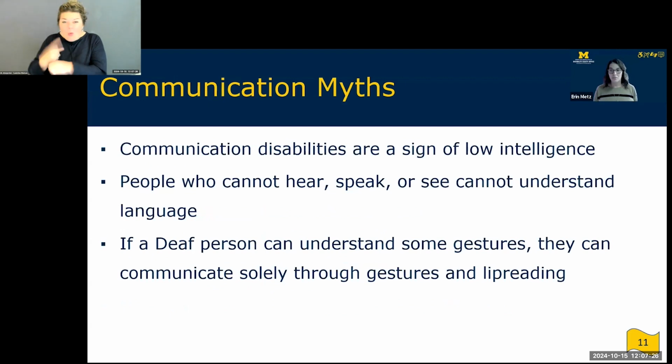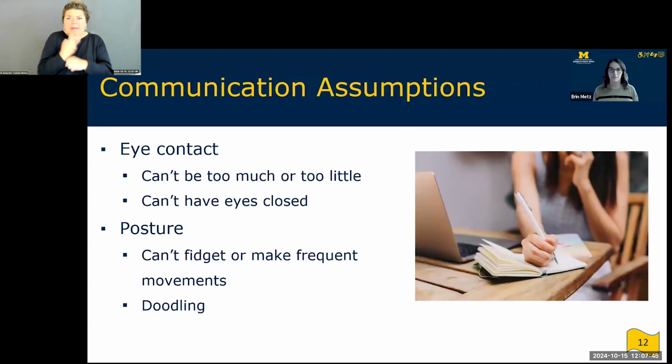There are also a lot of myths about communication, including that those with communication disabilities are of lower intelligence. Those who can't hear, speak, or see can't understand language, and that if a deaf person can understand some gestures or lip reading, they can communicate solely through gestures and lip reading.